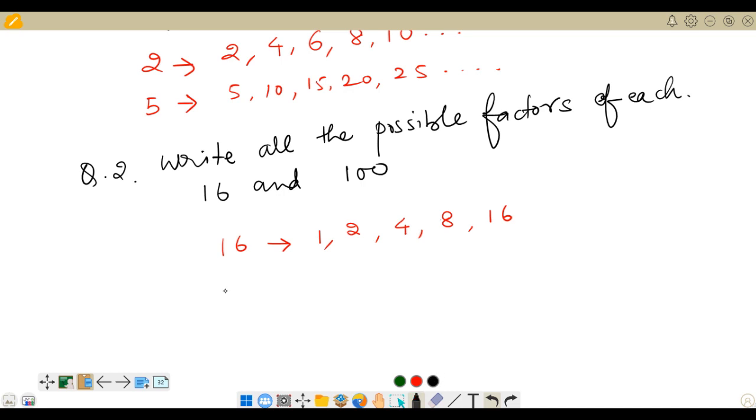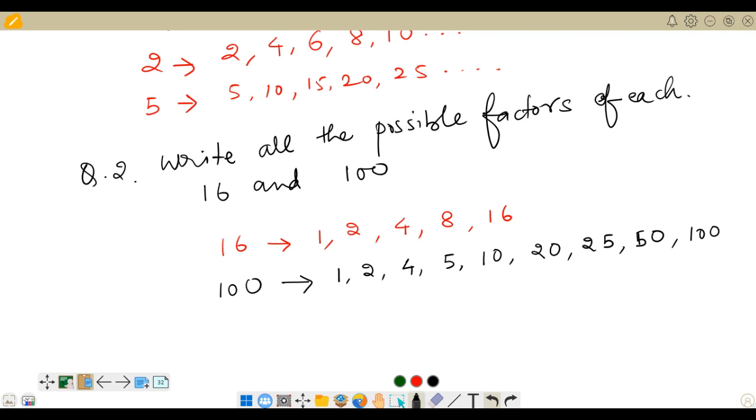Now you have to tell me for 100. You can divide it by 1, by 2, by 4, by 5, and 10, and then 20, then 25, then 50, then 100. Right? So these are the factors of the given numbers.